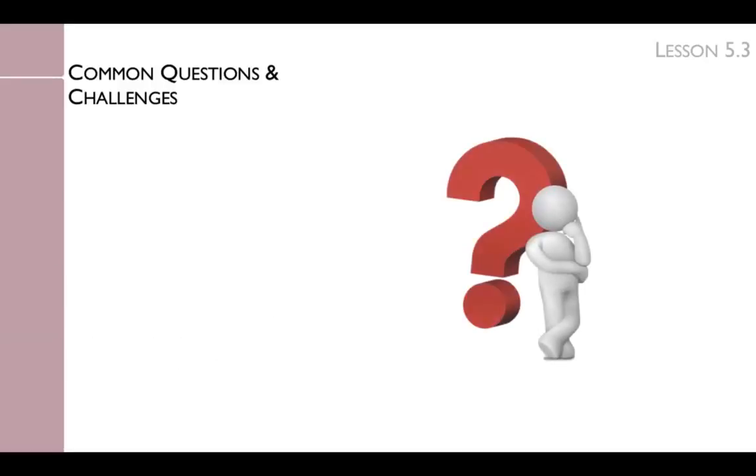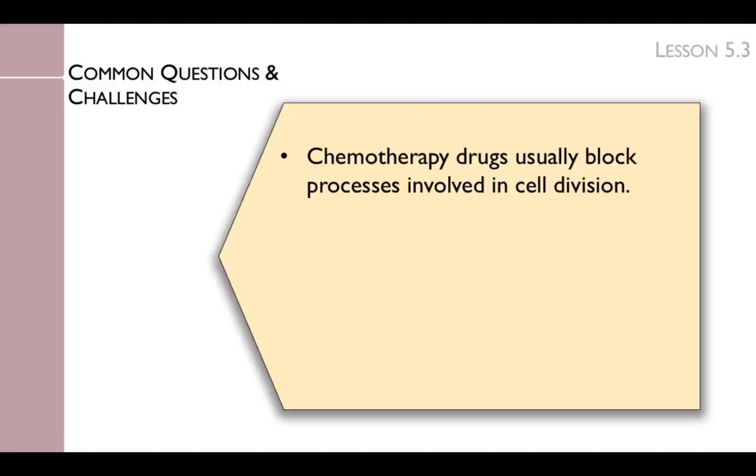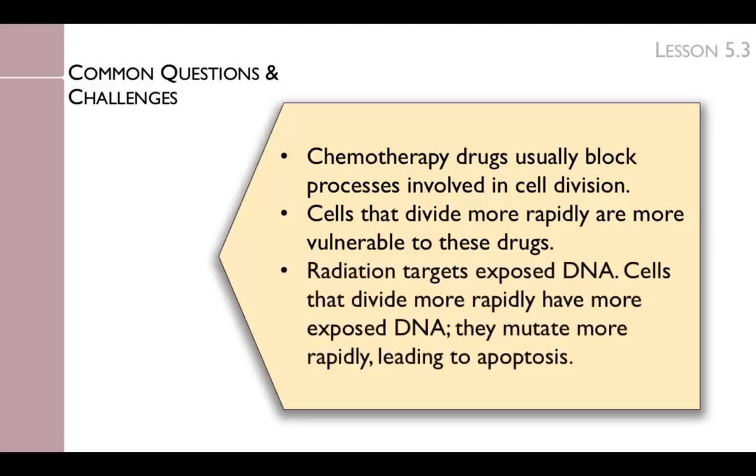One of the most common questions students ask is how do radiation and chemotherapy target rapidly dividing cells? Chemotherapy drugs usually block processes involved in cell division. Cells that divide more rapidly are more vulnerable to these drugs. Radiation targets exposed DNA. Cells that divide more rapidly have more exposed DNA. They mutate more rapidly, leading to apoptosis.